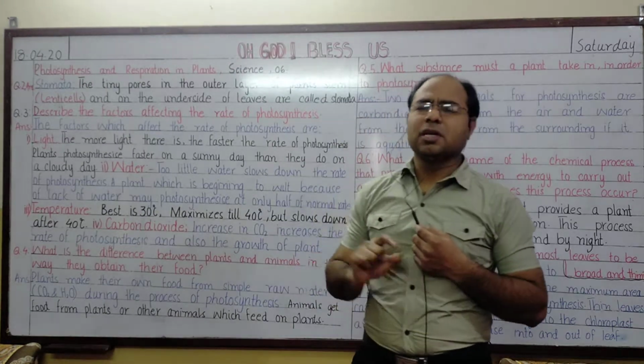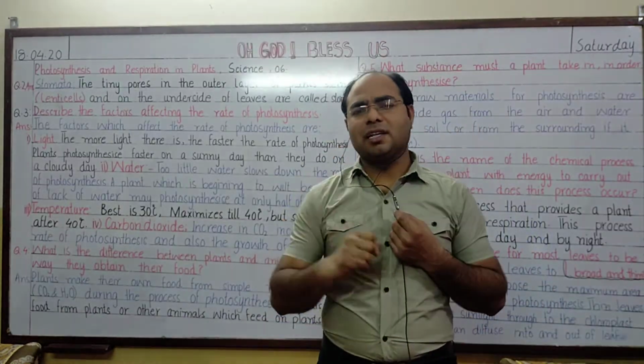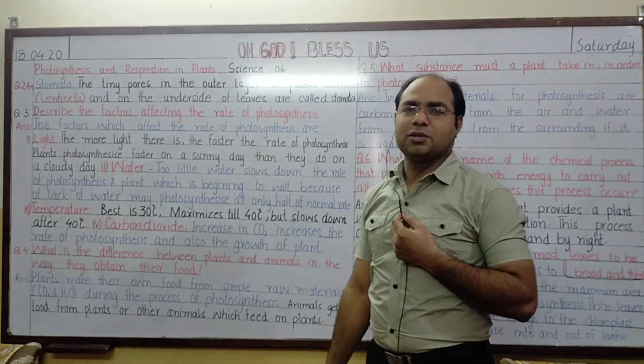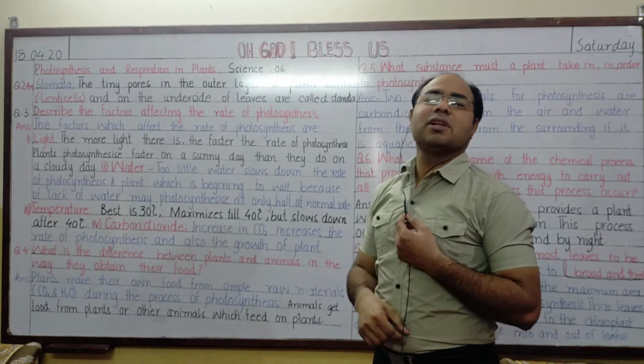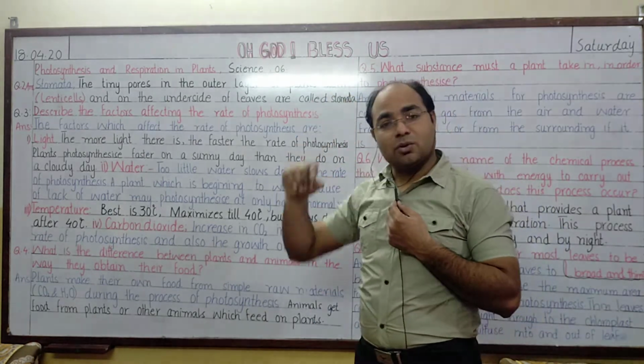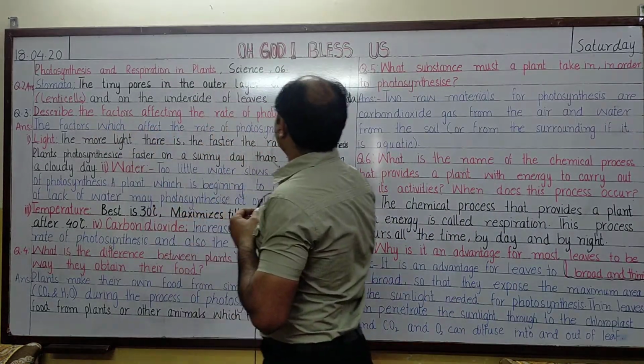That means tiny pores. Lenticels is not mentioned in the notes given to you, but I'll just put it there. You have to keep it in mind, because once you get into the higher classes, this question will come into the scene, that there are pores on the stem of the plant as well, and they are known as lenticels. Now, describe the factors affecting the rate of photosynthesis.